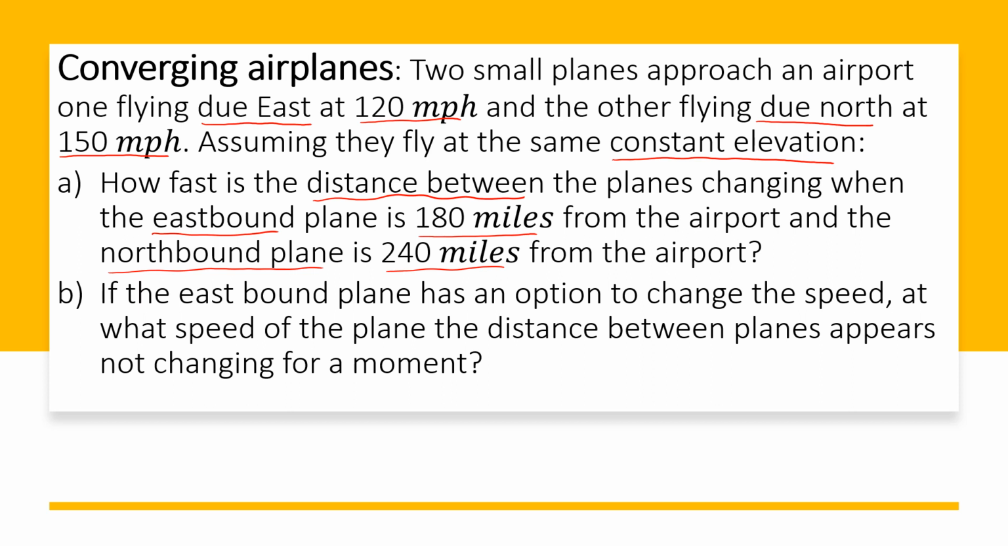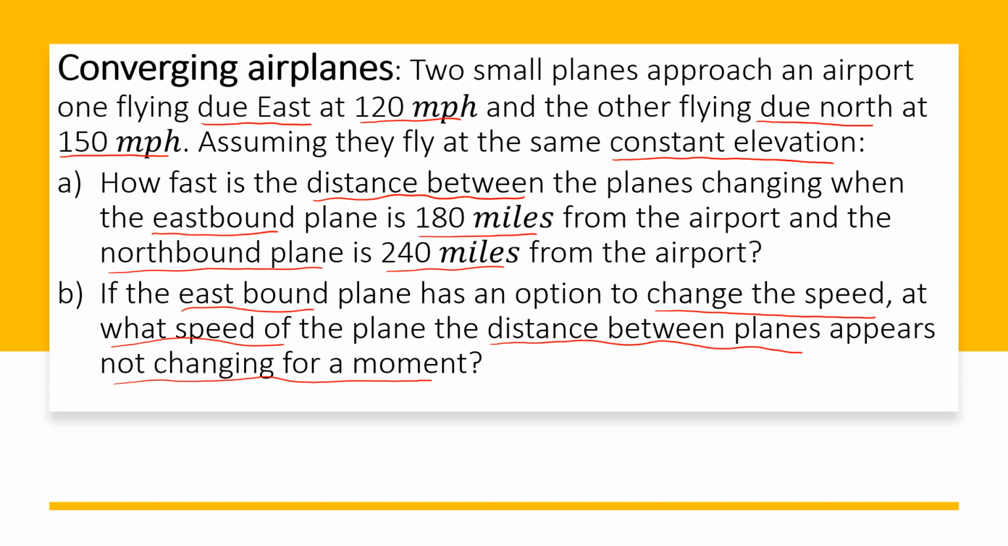The second part is asking, if the eastbound plane has an option to change its speed, at what speed of the plane would the distance between the planes appear not to be changing for a moment. So for a moment you can see that they are moving, and we're asking at what speed that can happen. It's a very interesting problem, so let's see how we can approach it.